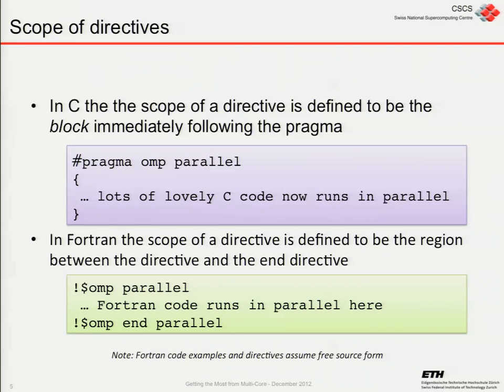In C, it's the next block immediately following the pragma. So I recommend you should always put curly braces around the region you want to be parallelized. In Fortran, we put a parallel and an end parallel section, or a do and end do section, etc.